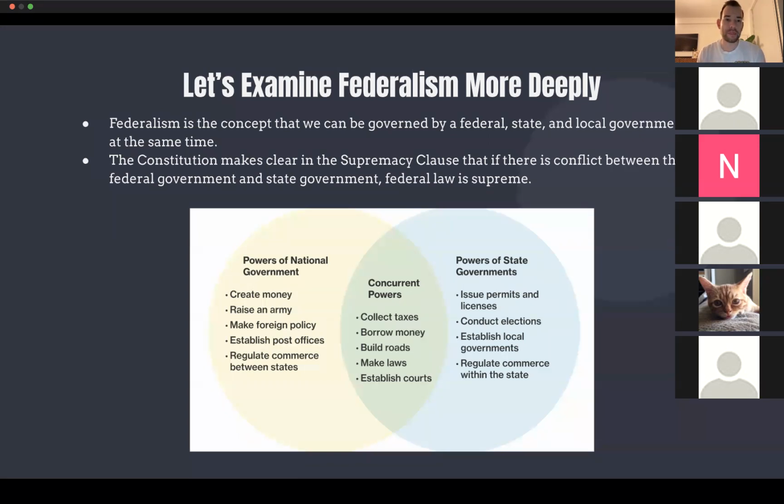Having an army, right? Again, before the Constitution, each state had their own militaries. That wasn't very organized. And so if the US would want to go to war, it would need to unite all of those collective armies. So instead they thought, let's just have one army for all of us, making foreign policy.